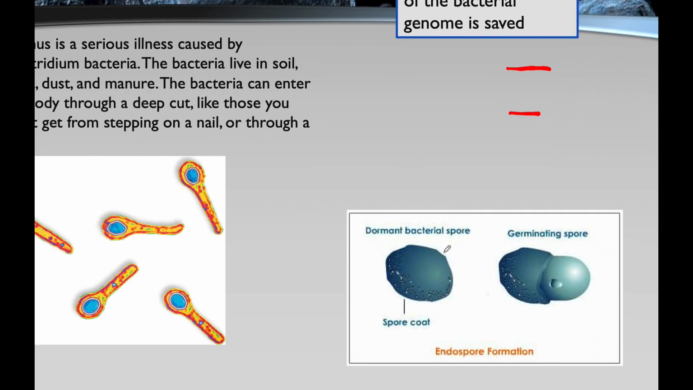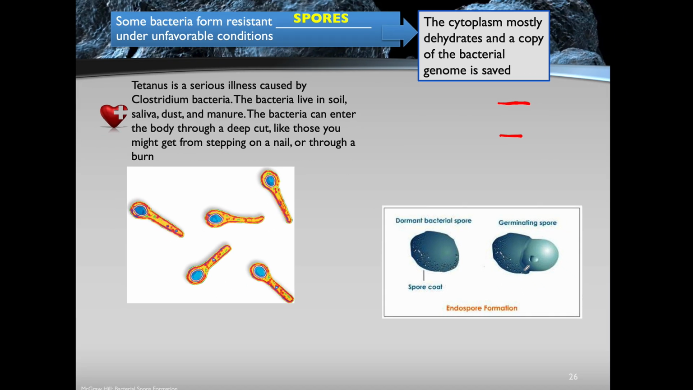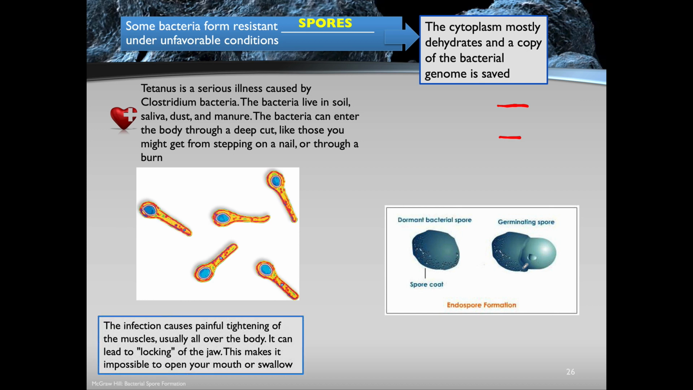So here you can see you have a dormant bacterial spore covered with its spore coat. Add a little bit of moisture, a little bit of warmth to some of the different members of that group, and it will germinate back into active live bacteria.